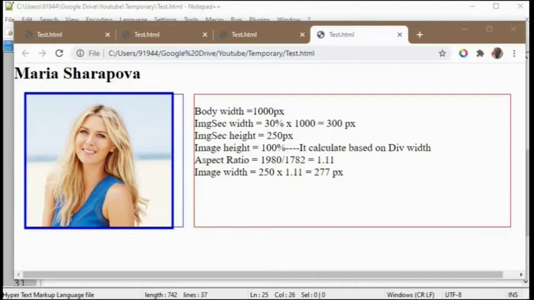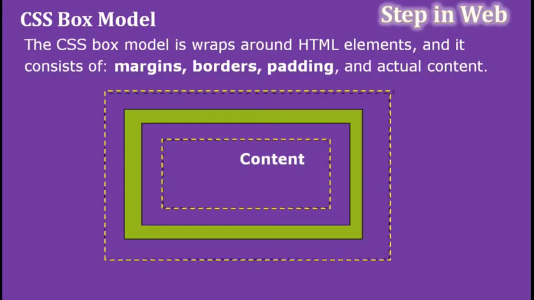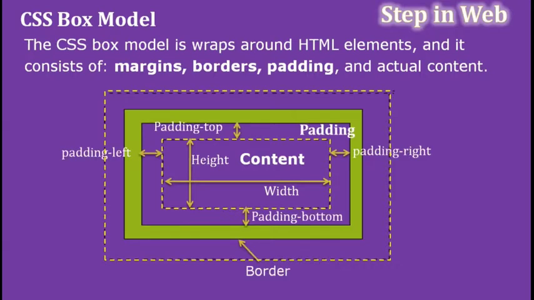CSS box model. The CSS box model is used to wrap the HTML element, and we can create a margin, borders, and padding around the HTML element. Here this is the content, maybe an image or a text element. It has some specific width and height. So around that content, if any space is left, that space is called the padding. The padding may be padding right, bottom, top, left, and like that.